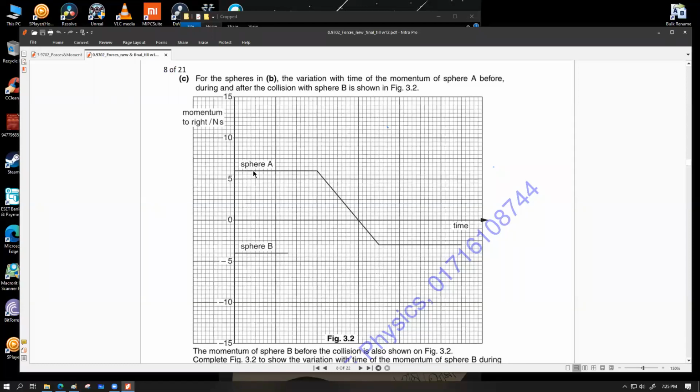The object sphere A starts from 6 Newton second momentum, and it still keeps on moving to the right up till this mass division. This is the point where the momentum becomes zero. Momentum becoming zero means that this is the time instance where the sphere A comes to stop. From this point onwards, the sphere A starts to move in the backward direction. That's the significance of negative momentum, which can also be translated into negative velocity.